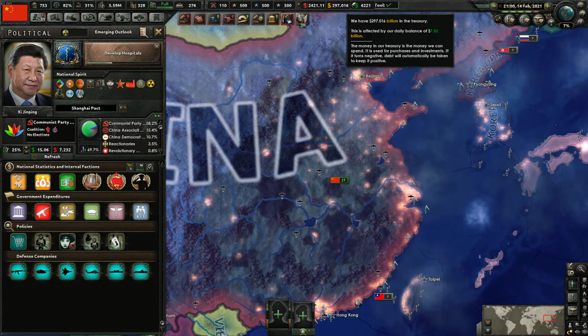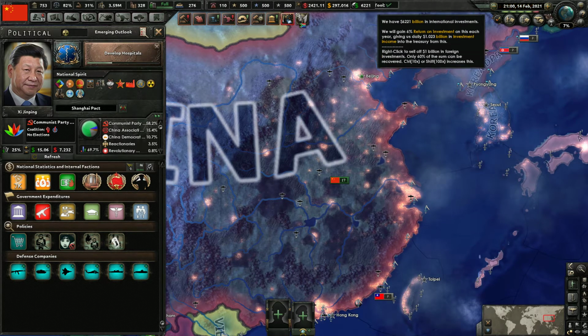And every day that will go up by 7.82 billion, because as you can see, my daily surplus is 7.82 billion. And here you have your foreign investments, so how much you've spent in total on investing in foreign countries. And you can see I've spent about 6.2 trillion in foreign investments. And that gives me a 6% return on investment, so I get 1 billion daily back from that.